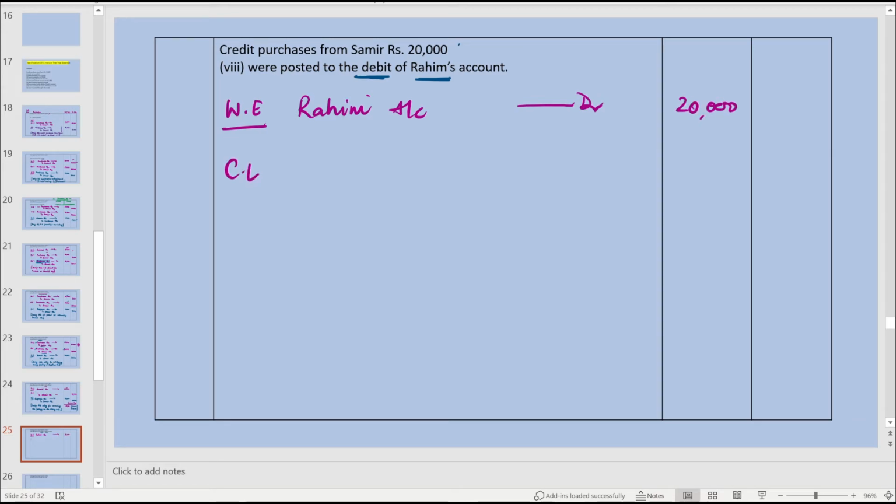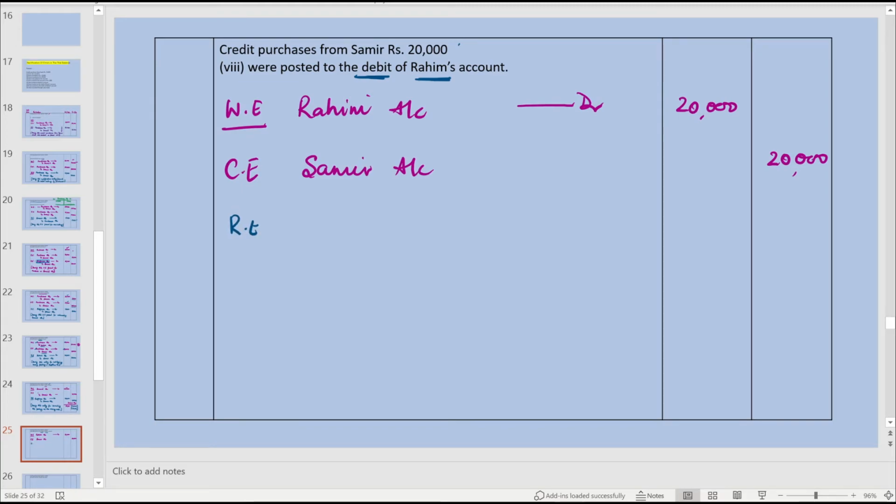What is the correct entry? Correct entry, see, purchases they have not mentioned, so the purchases entry is correct. There's no wrong entry in the purchases account, only the problem is with the supplier's account, and the correct entry should have been credit. So who's the supplier? Samir. So Samir's account should have been credited by 20,000.